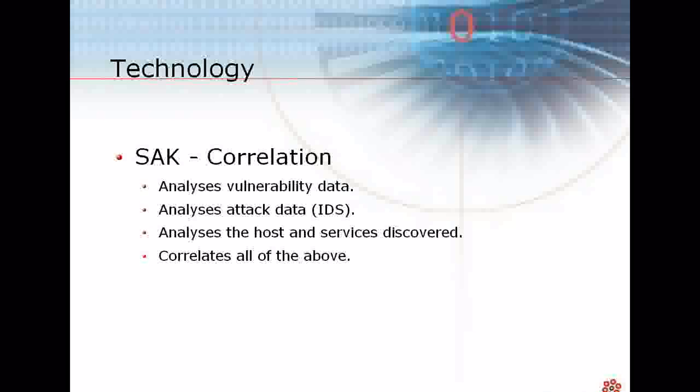Then we have SAC for correlation, and SAC does exactly that. It analyzes the vulnerabilities, the attack data, and hosts. If you think about it, we know what machine you've got on your network. We know what application is running on your network. We know what vulnerabilities are present. We also have thousands of signatures and rules that monitor for exploits on your network. Correlating all of that data is a big task, because you want to make sure that your right assets are protected from wrong exploits at the right time. And that's what SAC does.